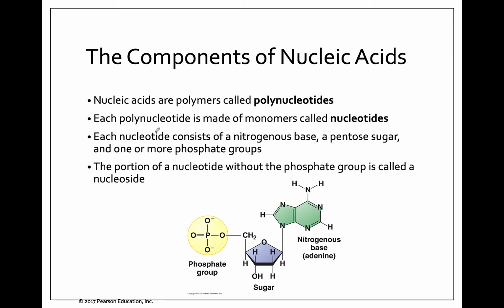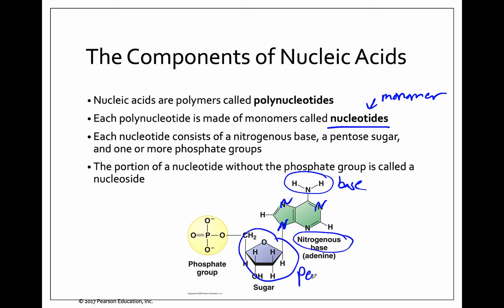The monomer is the nucleotide. So this is my monomer. And each nucleotide has three important parts. It has a nitrogenous base, and it is nitrogenous because it has nitrogen in it. It has those amino groups that make it a base. It has a 5-carbon sugar. So here is my sugar.